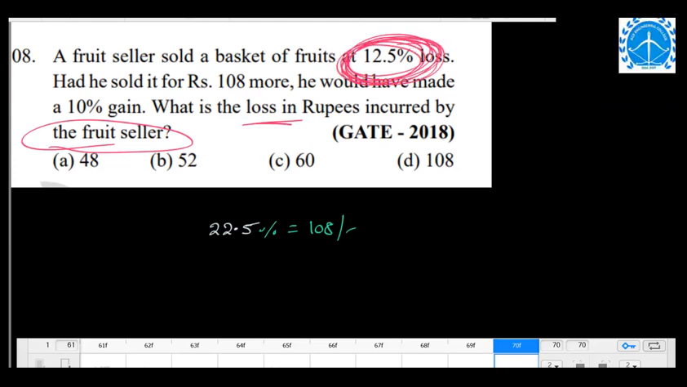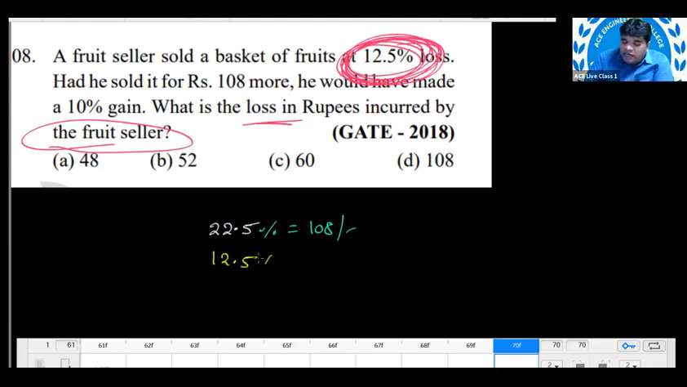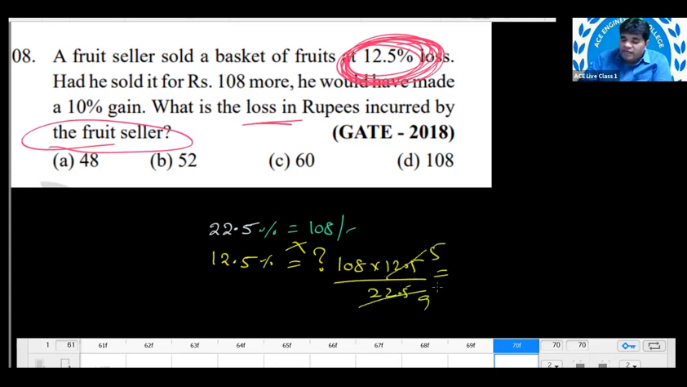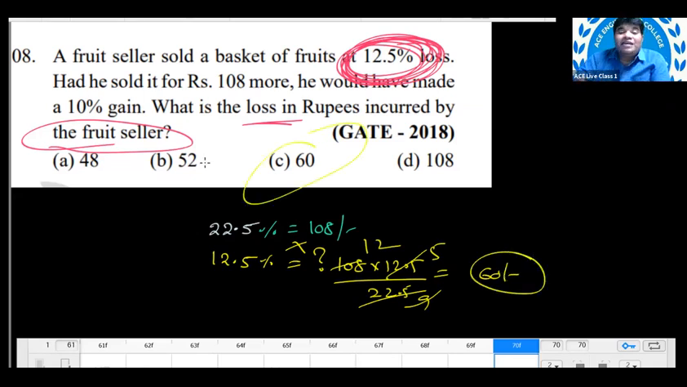12.5%. So the requirement is actually 12.5%. In terms of the amount, what is the value? So cross multiplication: 108 into 12.5 upon 22.5. 25 fives, 25 nines, 9 twelves, 5 twelves, 60 rupees. So the loss is 60 rupees in terms of the rupee. Completed.